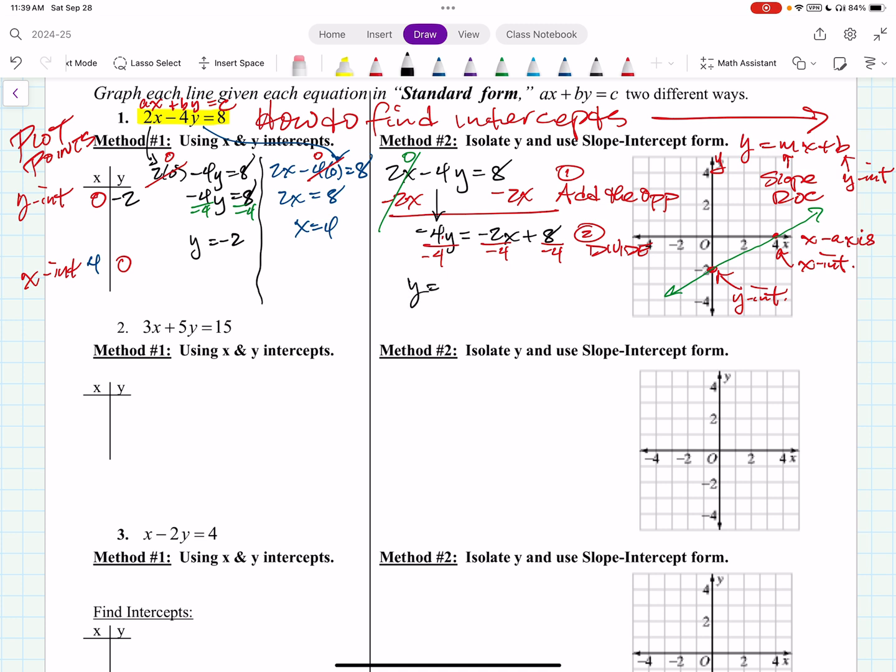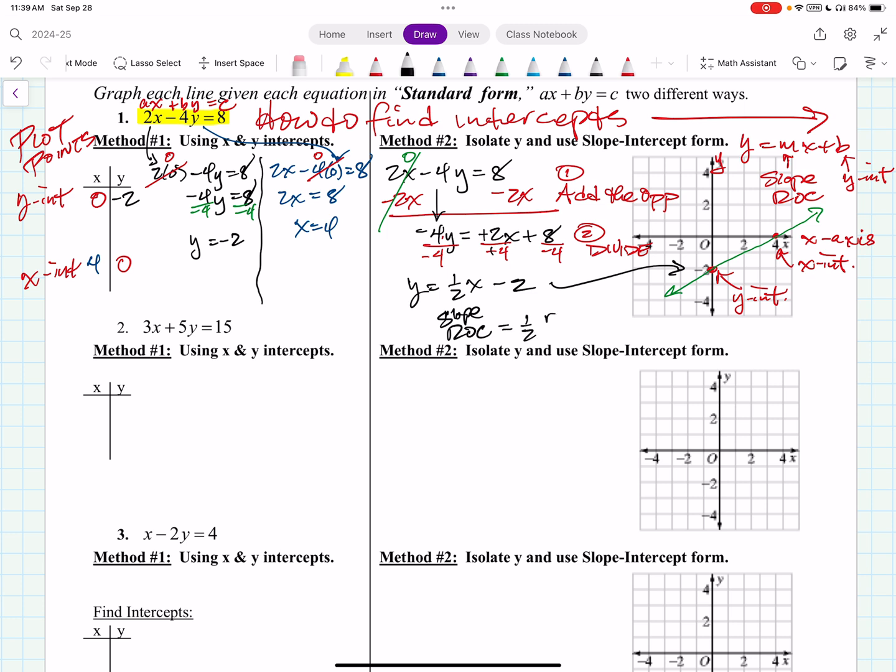So we have y is equal to negative divided by negative is a positive, so cancel out these negatives here. 2/4 is the same thing as 1/2, so you have 1/2 x. 8 divided by negative 4 is negative 2, so you have negative 2. And notice that's the y-intercept, which is seen on the graph. And your slope here, what's called the rate of change, is 1/2.